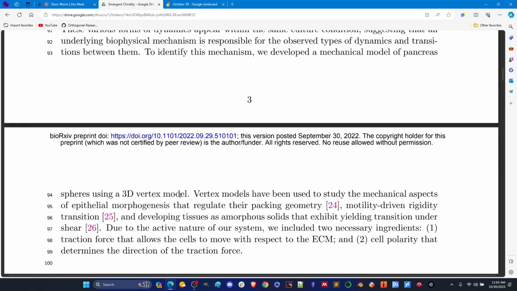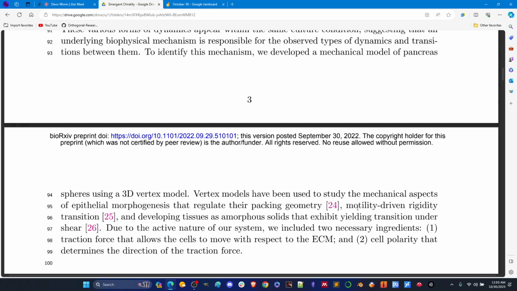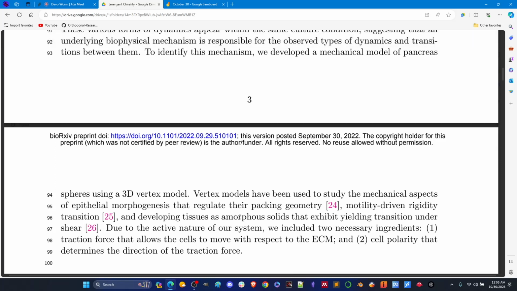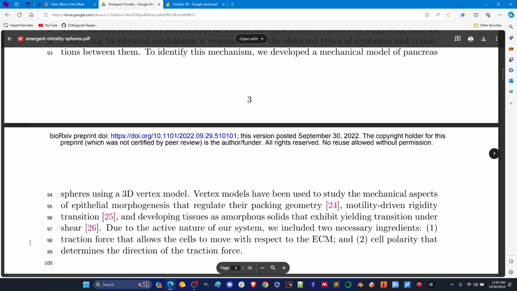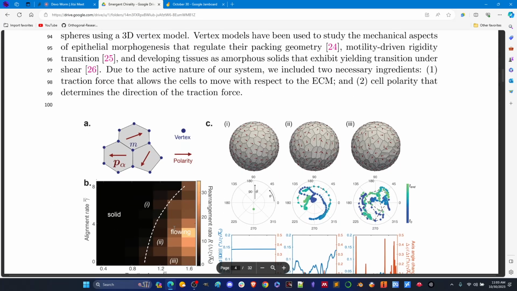So vertex models have been used to study the mechanical aspects of epithelial morphogenesis that regulate packing geometry, motility-driven rigidity transition, and developing tissues as these amorphous solids that exhibit yielding transition under shear. So you can use these kind of 3D vertex models for a number of applications. And again, we see our hexagonal arrangement here of our cells.